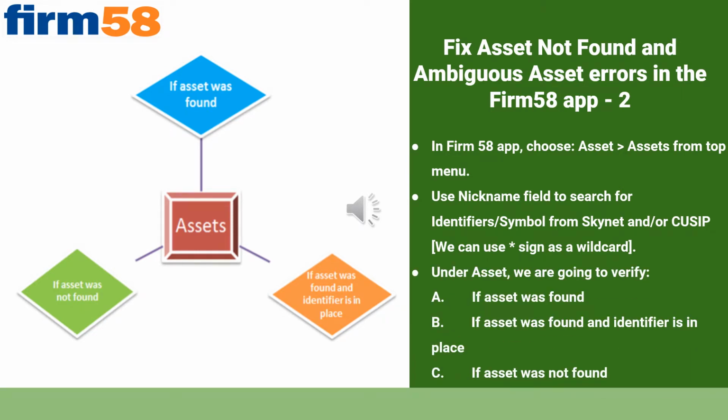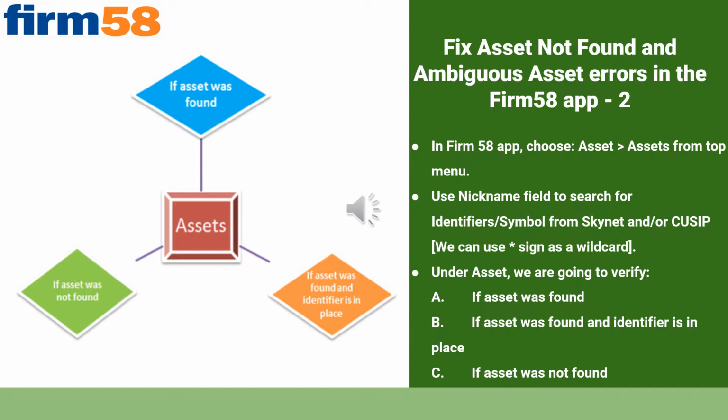Next, we're going to talk about fixed assets not found and ambiguous asset errors in the firm58 app. In firm58 application, choose Asset, then Assets from the top menu. Use the nickname field to search for identifiers and symbols from Skynet and or the CUSIP identifier. We can use the asterisk sign as a wildcard.